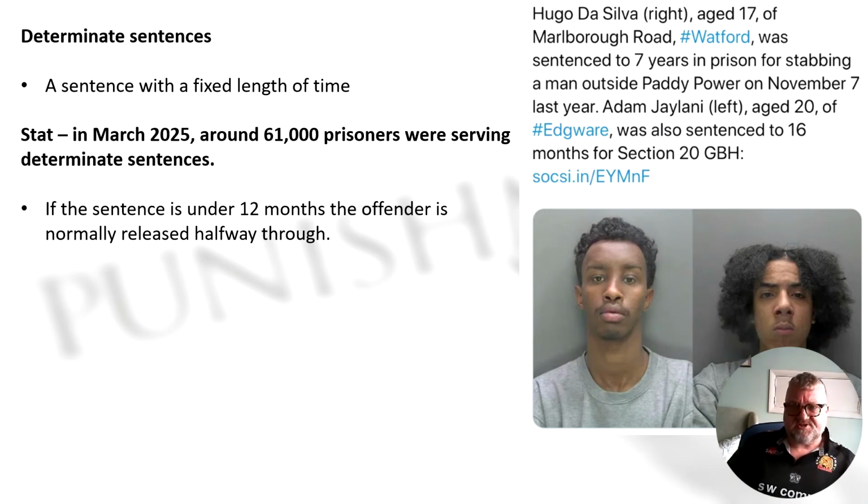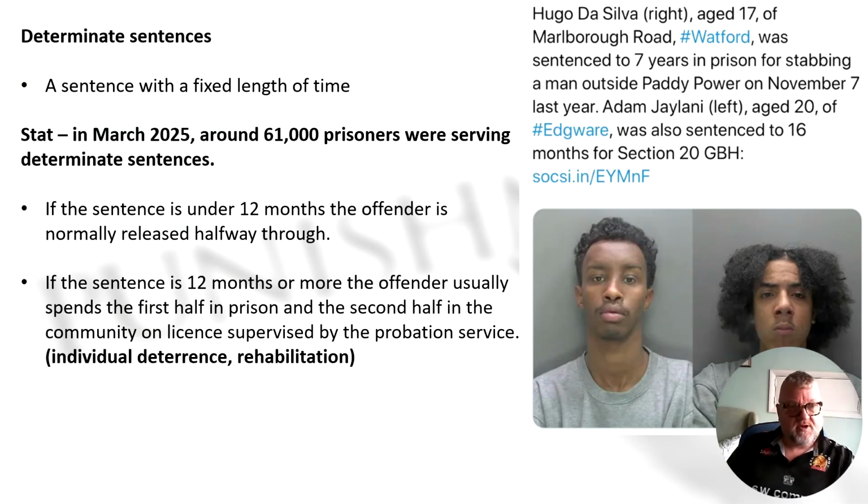Now if your sentence is under 12 months, usually the offender's released halfway through that. If the sentence is 12 months or more, they usually spend half that time in prison and the second half in the community on licence supervised by the probation service, although given the recent prison overcrowding, that's slightly less than half the time in prison because they're trying to free up some space. But that is definitely individual deterrence and rehabilitation.